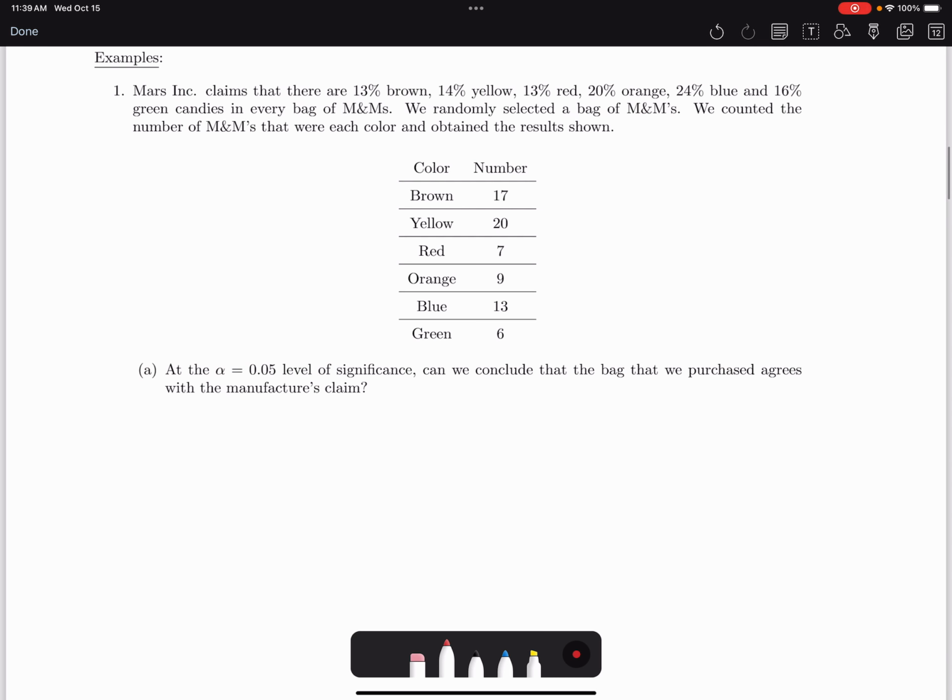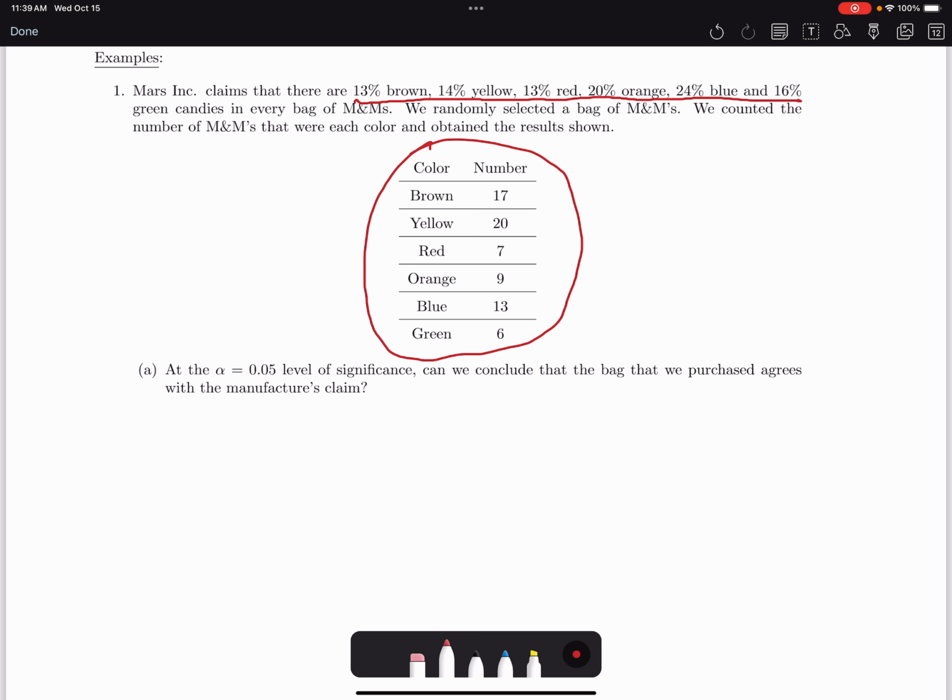So without further ado, let's look at an example. This first one's that M&M's example, right? Mars Inc. claims that this is the breakdown of the colors in an M&M's bag. And we want to test to see if that's true. So we randomly select a bag of M&Ms and count the number of M&Ms in each color, and we get these results down here, okay? So part A says, at the 0.05 level of significance, can we conclude that the bag we purchased agrees with the manufacturer's claim?